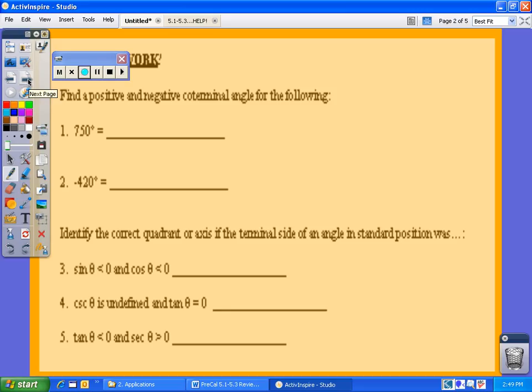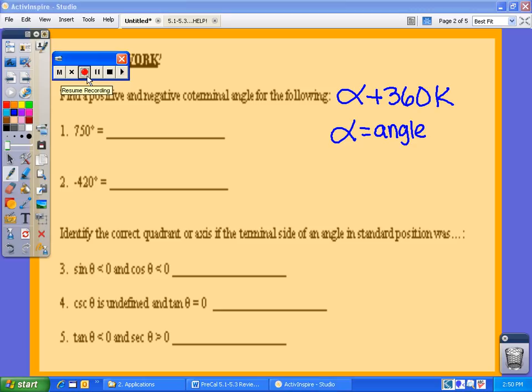Alright, find a negative and positive coterminal angle for the following. Remember, the main rule is alpha plus 360k. Alpha stands for angle. So you're basically going to take your angle and add it to 360 times whatever value you choose for k. Since there's no real stipulation for the angle and how big it's supposed to be, you can pretty much plug in anything you want to get the coterminal angle.